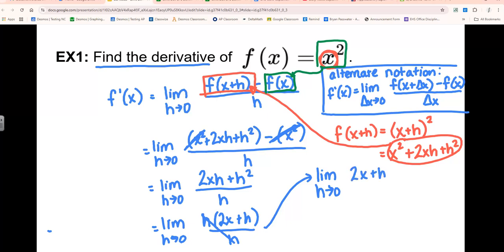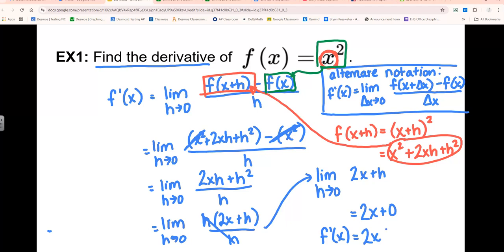It's only the h that is approaching 0. So when you do direct substitution here, don't replace your x. You got 2x plus 0, which of course is just 2x. So f prime of x is going to equal 2x. So if I want to know the slope of the graph at 4, I just plug in 4. 2 times 4, 8. So at 4, the slope of the graph is 8. If I want negative 3, I just do 2 times negative 3, it's negative 6, right?